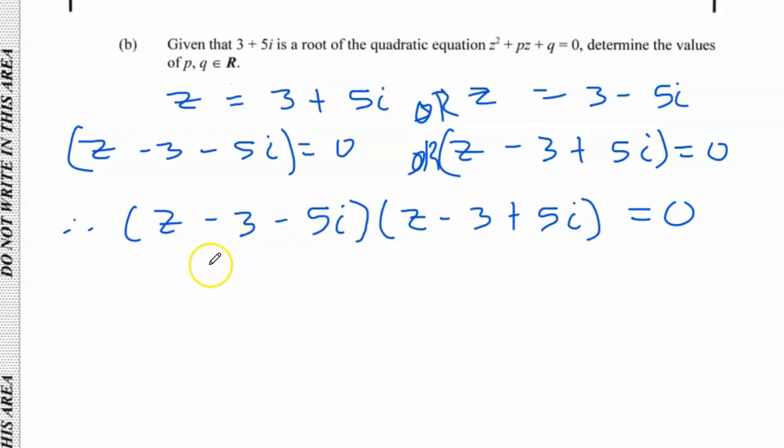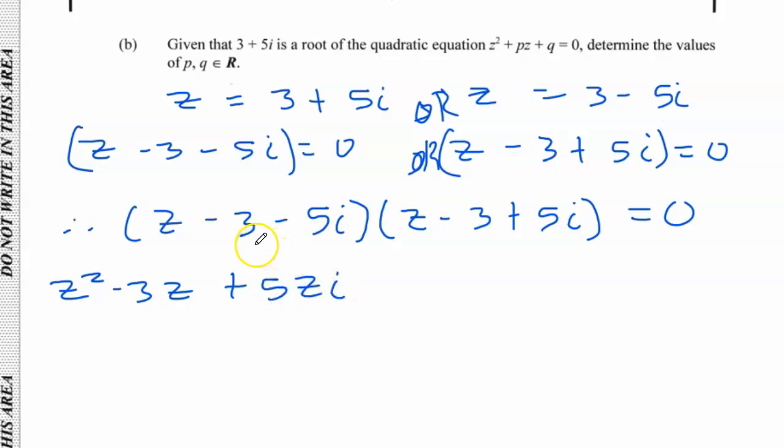Now, let's expand the bracket. So we take the z and multiply to each term in the second bracket. The minus 3 will do the same thing. The minus 5i will do the same thing. So we take the z and multiply to each term there. So we end up with z squared minus 3z plus 5zi.